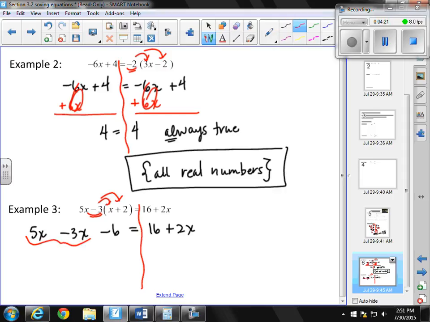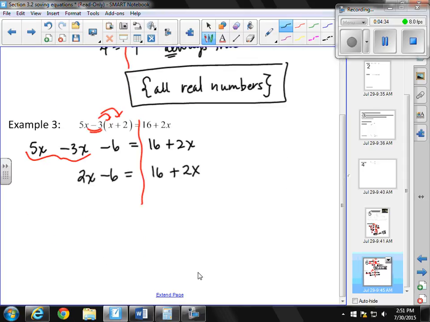Combine those like terms on the left-hand side. 5x minus 3x is 2x. We have -6 equals 16 plus 2x. I want all of my x's on the same side, so I am going to subtract 2x. 2x minus 2x is 0. Oh, and that happens again on the right-hand side as well, leaving me with -6 equals 16.